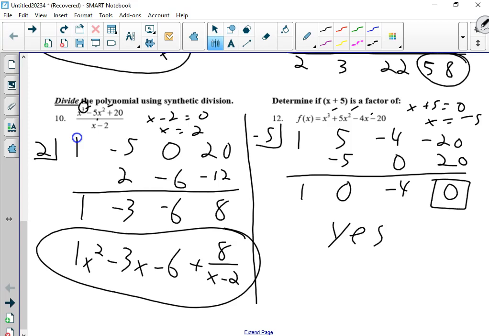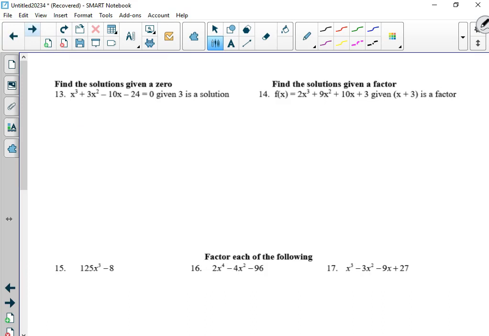I do not have to do anything more. It does not ask me to solve. It does not ask me to find the other factors. I just need to see if it's a factor. And it is. Okay, second page.